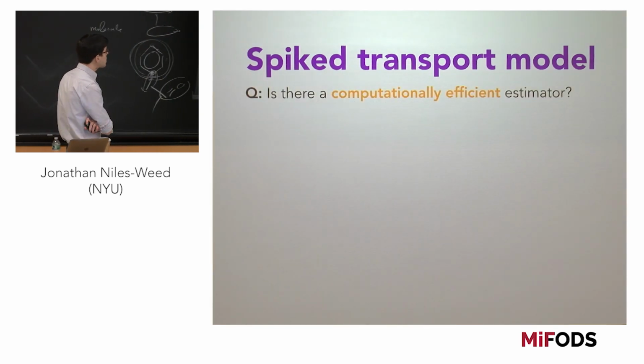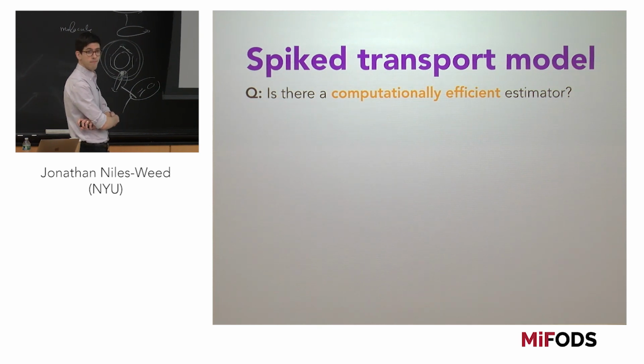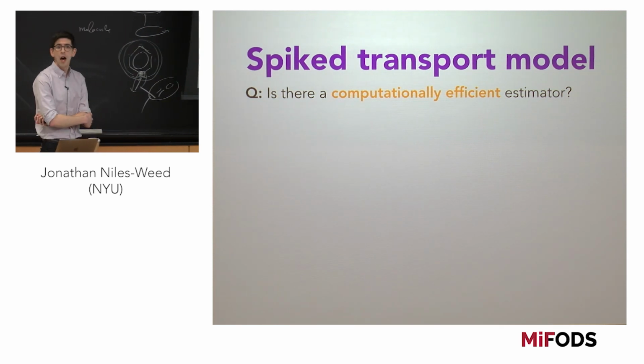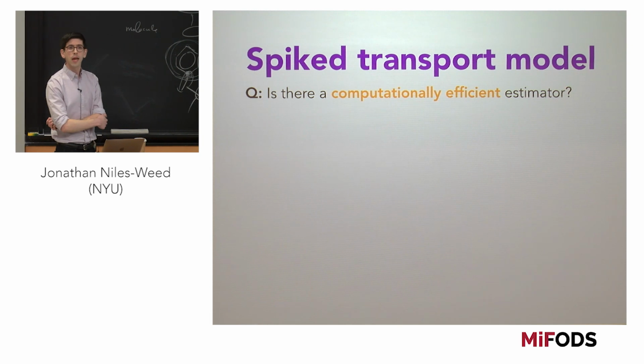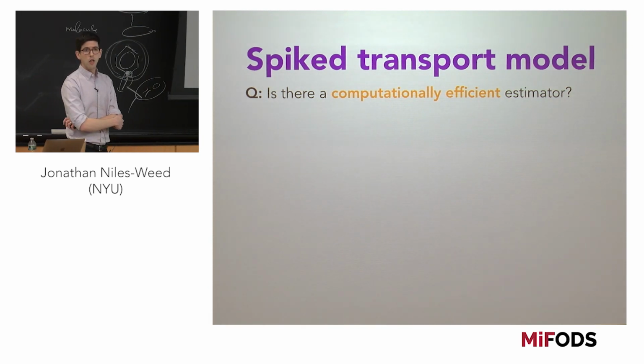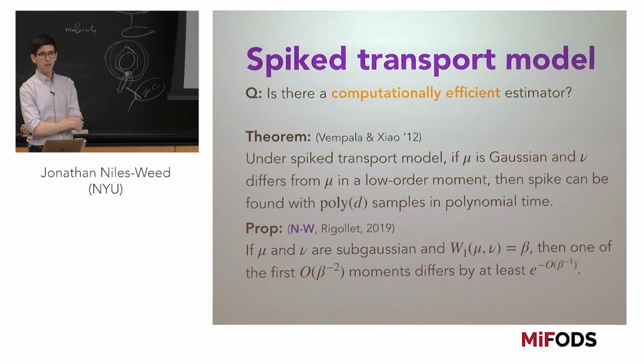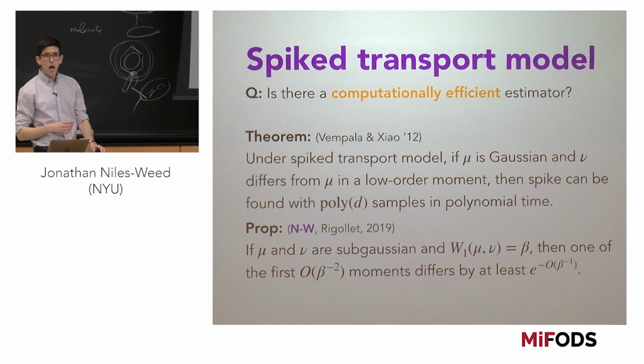So we need to ask, is there anything we can do that's computationally efficient? The estimator that I just proposed did not seem easy to compute. Is there something I can do that is easy to compute? Well, in a certain special setting, you can do something. You can put together some stuff that already exists in the literature to get some type of result.